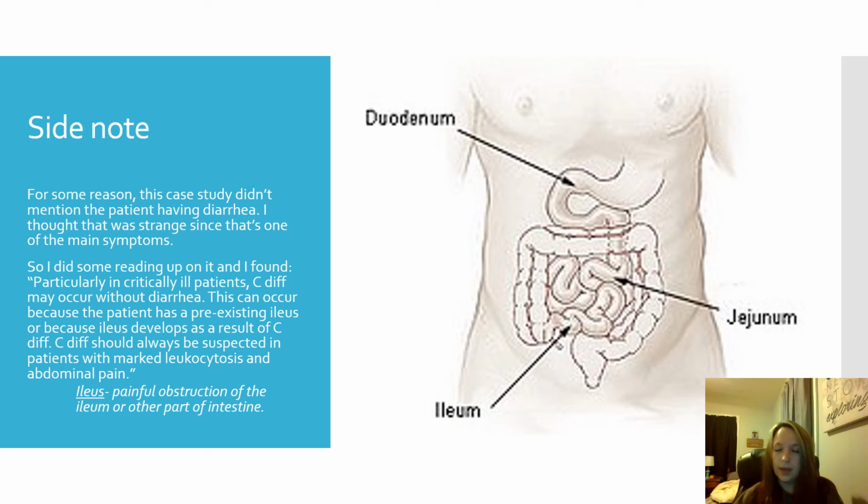particularly critically ill patients, C. diff may occur without diarrhea. This can occur because the patient has a pre-existing ileus or because the ileus develops as a result of C. diff. So C. diff should always be suspected in patients with marked leukocytosis and abdominal pain. And an ileus is just a painful obstruction of the ileum or other part of the intestine. And I included a little picture there to show where the ileum is located.